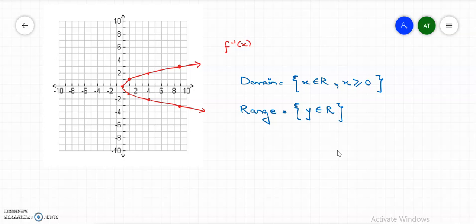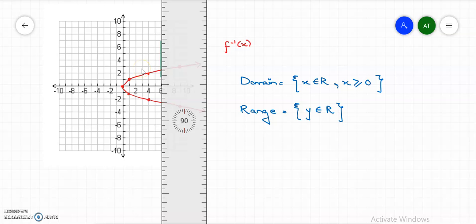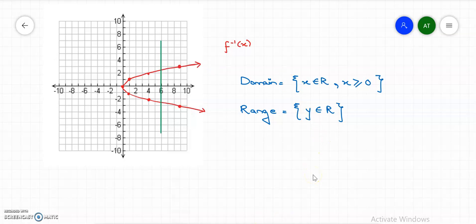So let me draw a vertical line on the graph of the inverse relation and let's see if it satisfies the vertical line test or not. After drawing a vertical line, we can see the vertical line cuts the curve at 2 points. It means the vertical line test is not satisfied. So we can say that the inverse is not a function. Why is the inverse not a function? Because it is not satisfying the vertical line test.